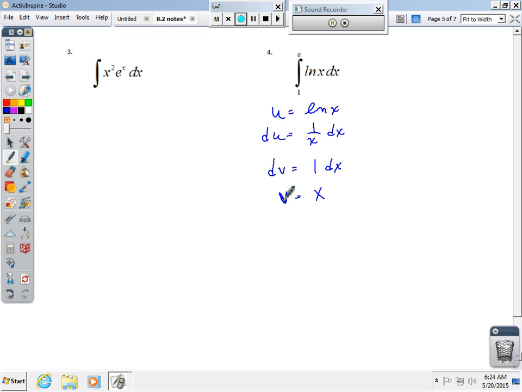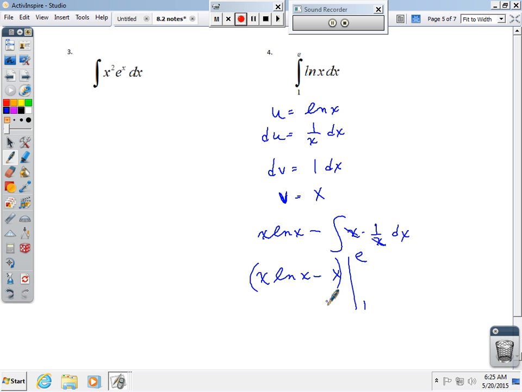Okay, so now when I go to write this, it's going to be u times v, which is x ln of x, minus the integral of v, which is an x, times du, which is 1 over x dx. And I can simplify this over here. The x's cancel out, so this makes it fairly easy. x ln of x minus the integral of 1, which is an x. I'm not going to put a plus c because I'm going to evaluate it from 1 to e of that value.